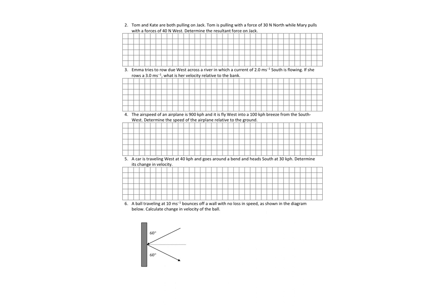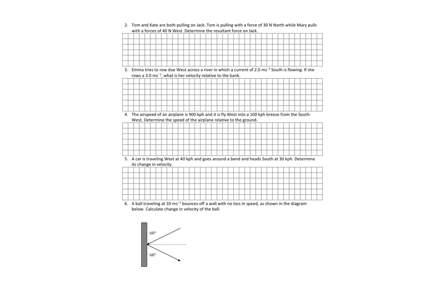So again, if you haven't done these questions yet, please pause the video, have a go at these questions, and only use this once you've had a go and either can't do it or you've done them and you want to check your answers. So Tom and Kate are both pulling on Jack. Tom is pulling with a force of 30 newtons north, while Mary pulls with a force of 40 newtons west. Determine the resultant force on Jack.